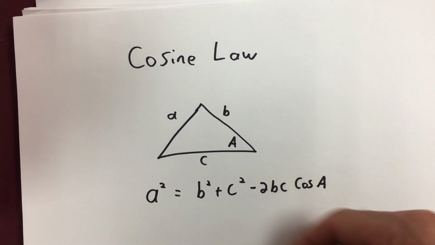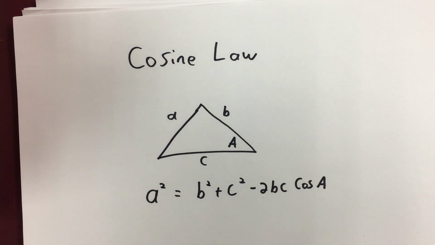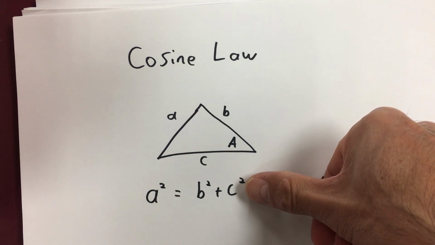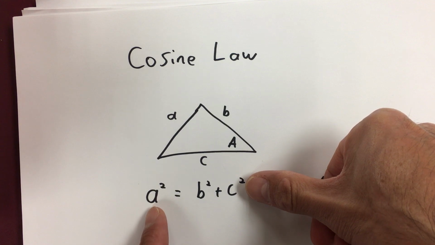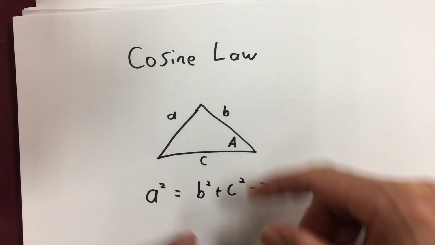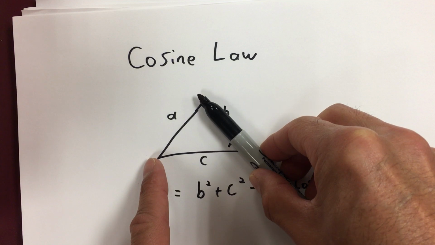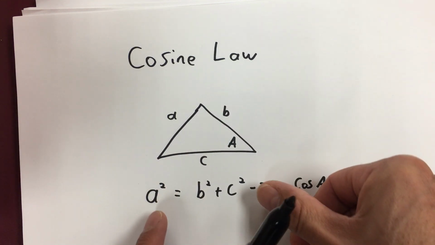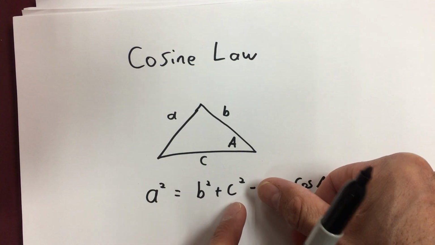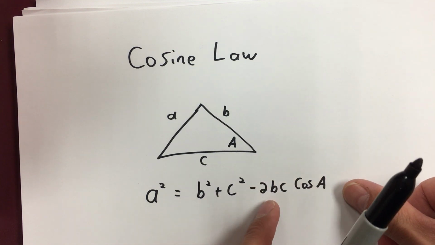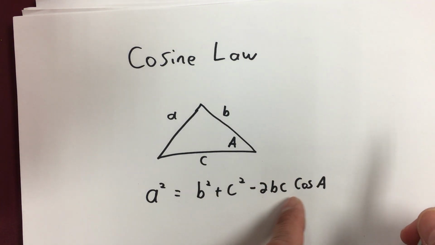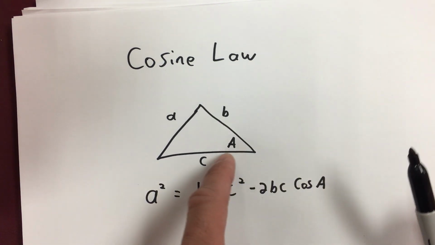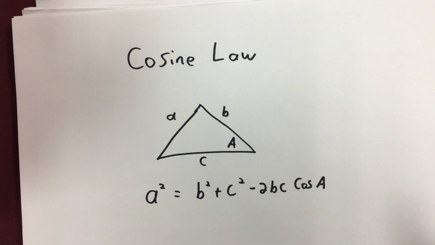Notice by looking at this, it's similar to the Pythagorean theorem. The Pythagorean theorem, we'd have a squared equals b squared plus c squared, where a is the hypotenuse. Now imagine if this triangle was stretched out that way, so this was 90 degrees, then a squared would be equal to b squared plus c squared. But we're subtracting 2bc cosine A to account for the fact that it's brought back in when that angle is not 90 degrees.